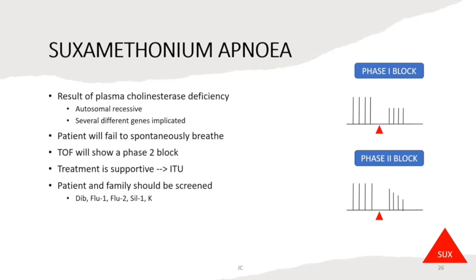Notably, you can get a phase 2 block if you give subsequent doses of SUX. And I think that's more to do with the feedback at the presynaptic cleft. Treatment for SUX apnea is supportive, so you effectively just wake them up on ITU when they're ready. You just wait for them to spontaneously breathe. And in the case where it's suspected, the patient and the family should be screened, and there's many different genes involved, as shown there.